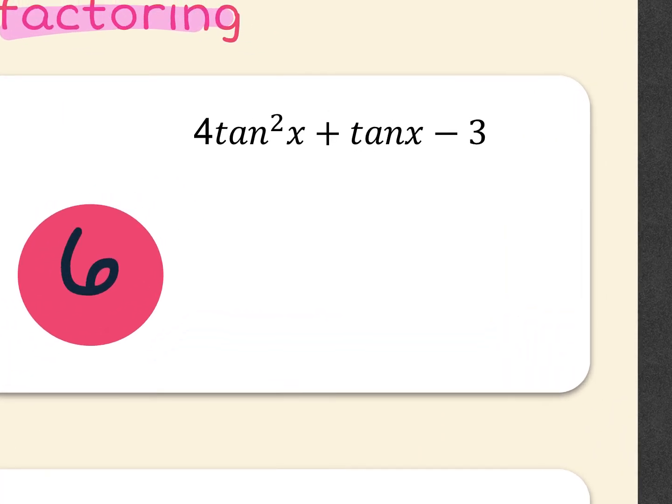All right, go to 6. So I've got 4 tangent squared x plus tangent x minus 3. So I'm going to use the substitution again. I'm going to say this time the middle term, which is tangent, is my a. So if I rewrote this in terms of a, it'd be 4a squared plus a minus 3.